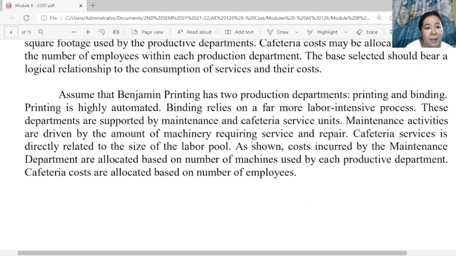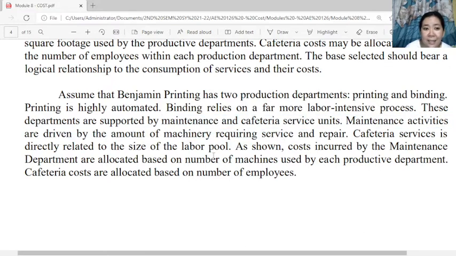So we have here an illustration or example also. Assume that in Benjamin Printing, they have two production departments, printing and binding. These are two different departments that are directly involved in production, so they are classified under the production departments. Printing is highly automated, while binding relies on a far more labor-intensive process. These departments are supported also by the maintenance and cafeteria service units.